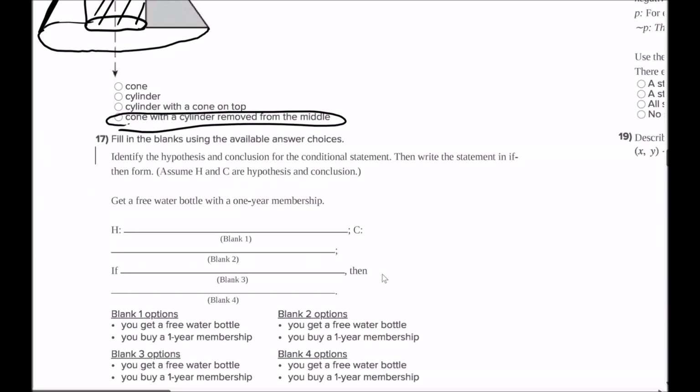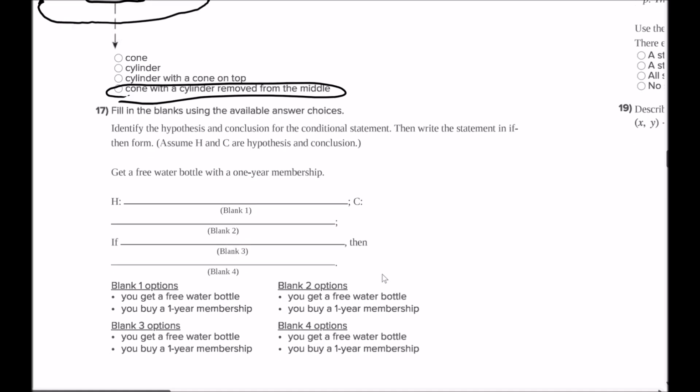All right, number 17. Fill in the blanks using the available answer choices. It says identify the hypothesis and conclusion for the conditional statement. Then write the statement in if-then form. So we want to identify the hypothesis and conclusion for the statement: get a free bottle with a 1-year membership. Basically, you have to buy a 1-year membership in order to get a free water bottle. So basically, if you have a 1-year membership, then you get a free water bottle.